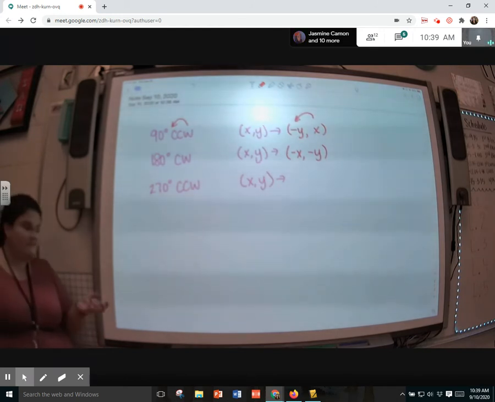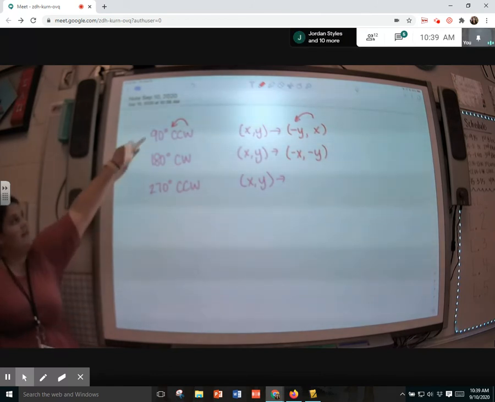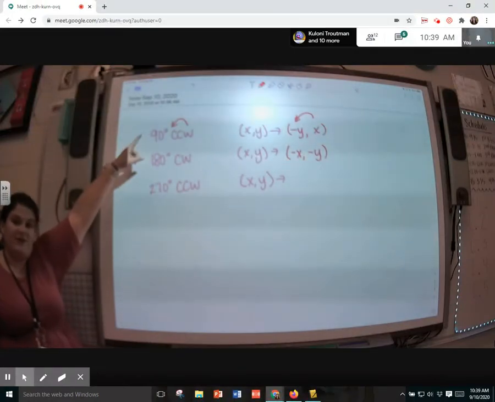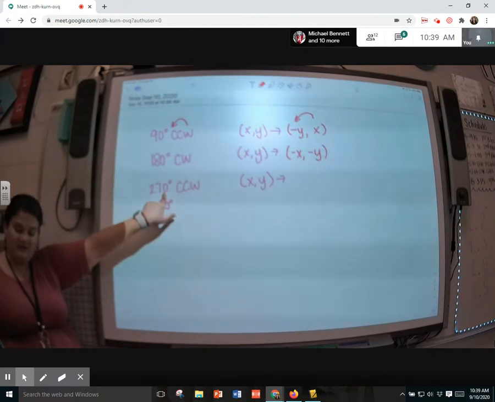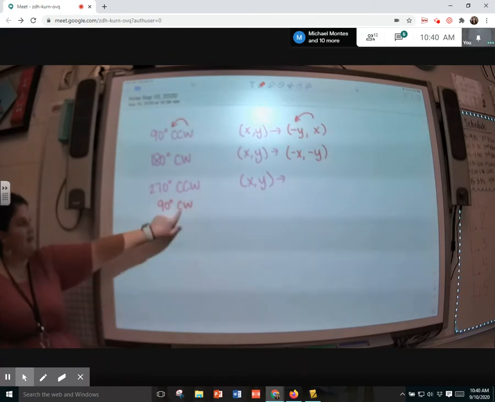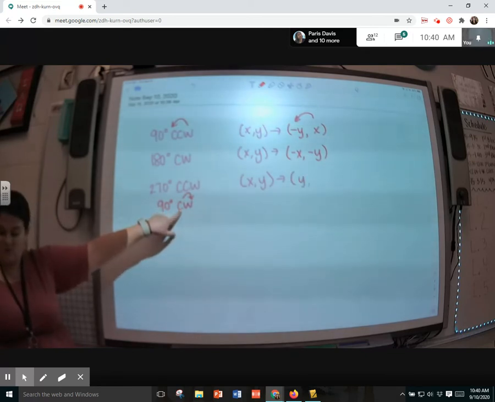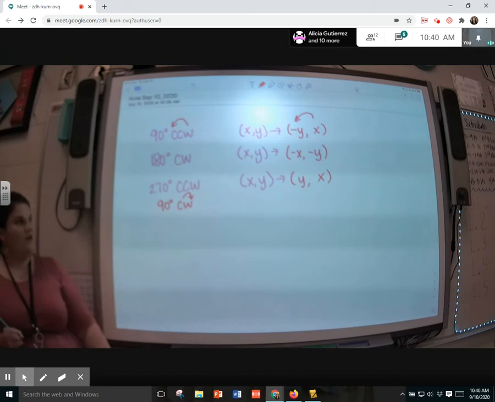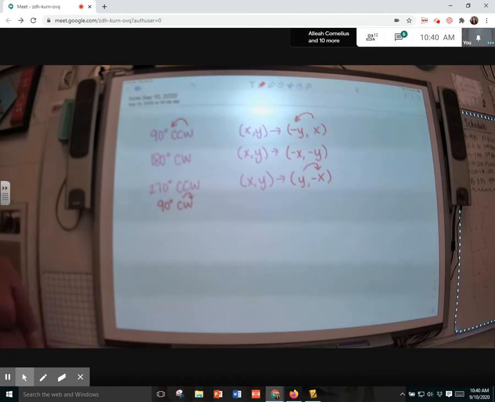Then I have 270 counterclockwise. The arrow trick like this only works when it's a 90 degree, okay? So if this is 270 counterclockwise, that's the same as 90 degrees clockwise. So if I'm looking at 90 degrees clockwise, I know that it's going to the right. I know that X and Y are switched, and then which one of those is negative? The X. So those are the three rules that you have to remember for rotations.